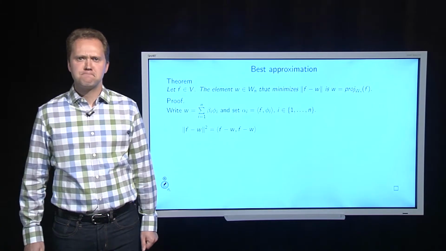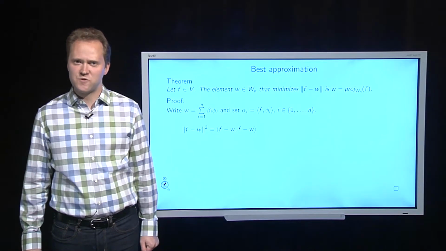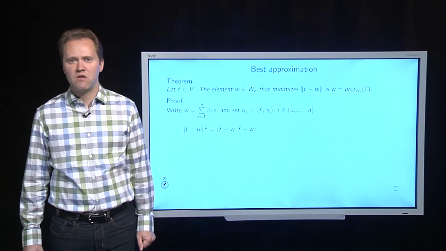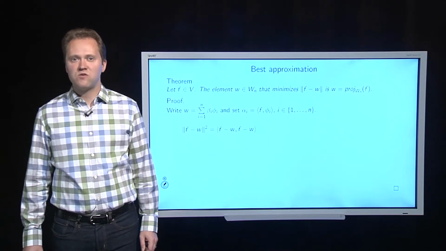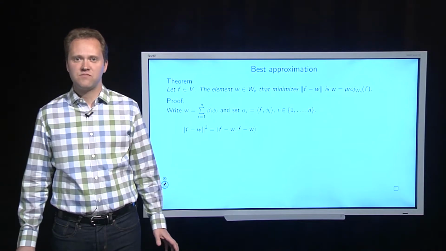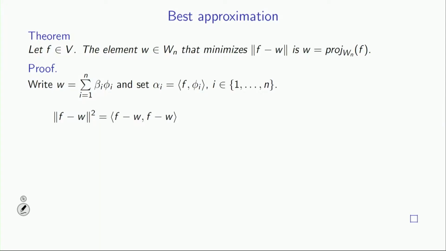Now, best approximations. Projections are nice because they form best approximations. So let's say you start with some vector. And then you have some subspace. And note this vector that you start with need not be an element of the subspace that is of interest. So how would you best approximate that vector with an element from the subspace? Well, the element that best approximates is the projection. And this is a theorem. So let's look at the proof.